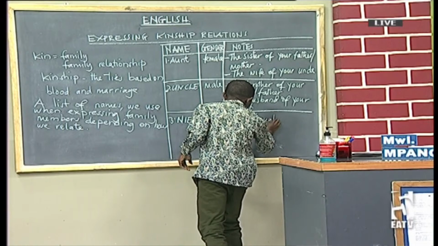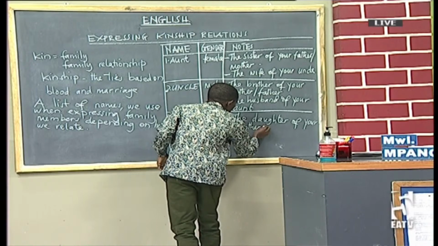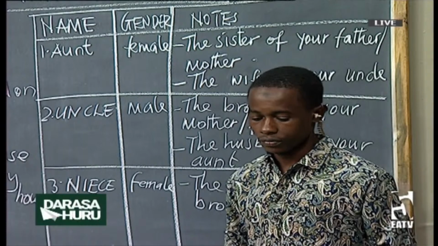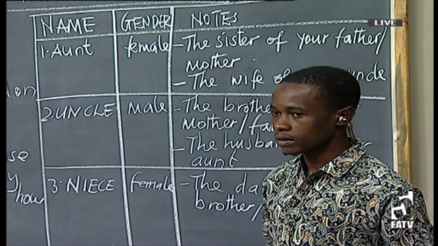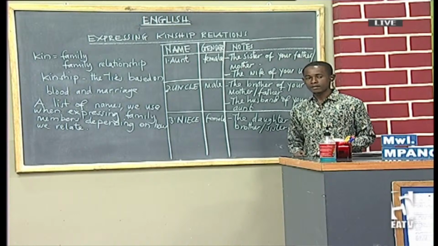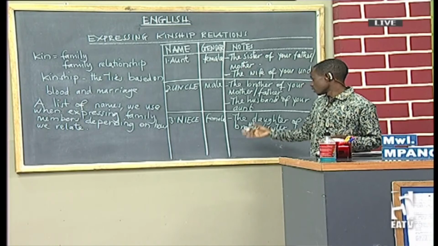The daughter of your brother or sister. So, niece, the daughter of your brother or sister. Okay, for example, if you introduce her to a friend, you can say, look at that girl, she is called Jenny. She is my niece, the daughter of my brother or the daughter of my sister. So, niece, when you look at gender, is female, the daughter of your brother or sister.